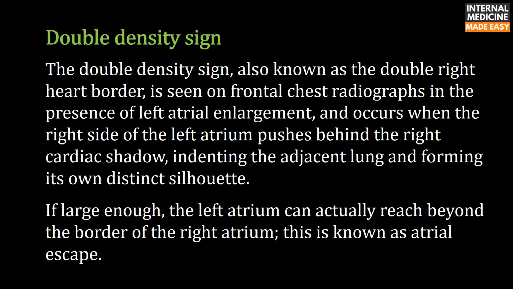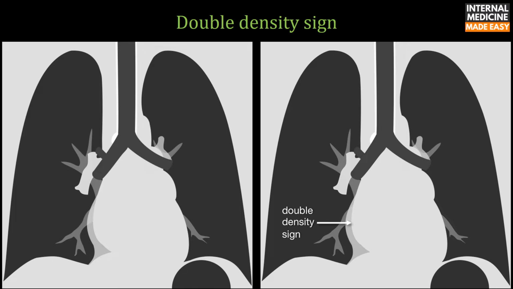The double density sign, also known as the double right heart border, is seen on frontal chest radiographs in the presence of left atrial enlargement and occurs when the right side of the left atrium pushes behind the right cardiac shadow, indenting the adjacent lung and forming its own distinct silhouette. If large enough, the left atrium can actually reach beyond the border of the right atrium. This is known as atrial escape. Here you can see the double density sign.